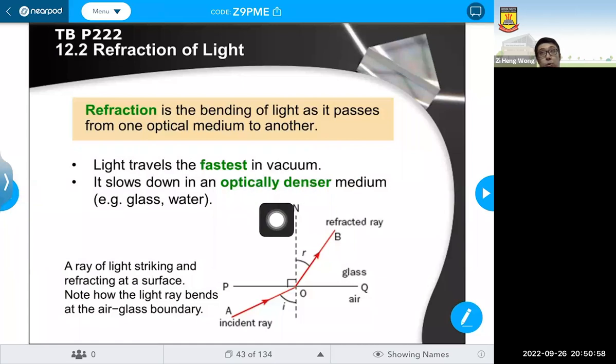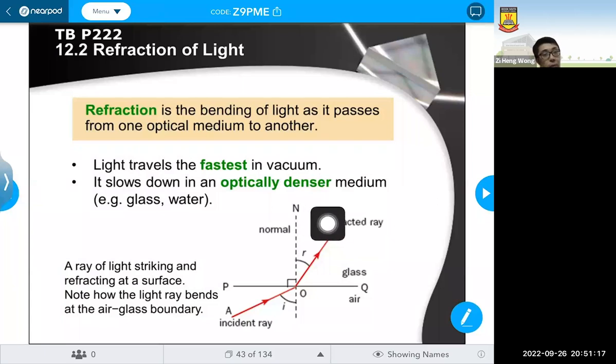Optical density has no quantitative measurement to it. I cannot say there's an optical density of how many. There's no number to it. But refractive index, there is. So if something is optically denser, it will have a higher refractive index. We'll come to that again.